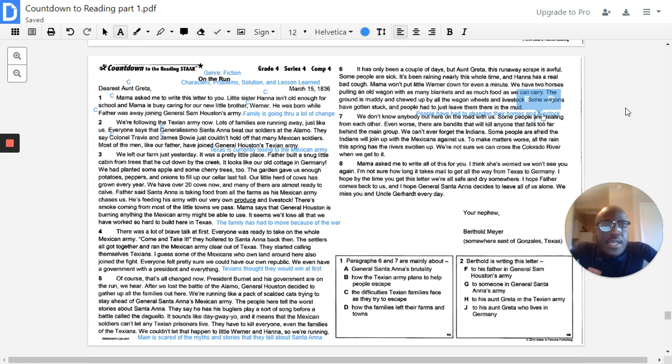We don't know anybody out here on the road with us. Some people are stealing from each other. Even worse, there are bandits that will kill anyone that falls too far behind the main group. We can't ever forget the Indians. Some people are afraid the Indians will join up with the Mexicans against us. To make matters worse, all the rain this spring has the rivers swollen up. We're not sure we can cross the Colorado River when we get to it.